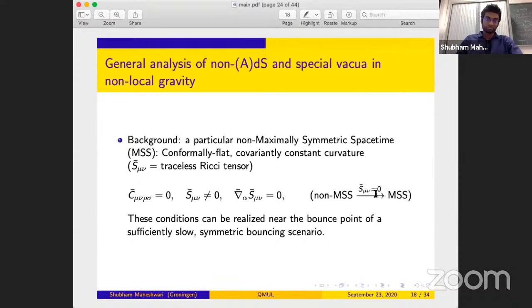The only thing that separates me from maximal symmetry is this non-zero value of the traceless Ricci tensor. In all the computations that we did, if you simply take the limit of the traceless Ricci tensor going to 0, then you go back to results in dS and AdS spacetimes, which were done a couple of years ago, and we recovered all the known results. There's another physical motivation for choosing these conditions: at least in generic scenarios, they can be realized near the bounce point of a sufficiently slow and symmetric bouncing scenario.